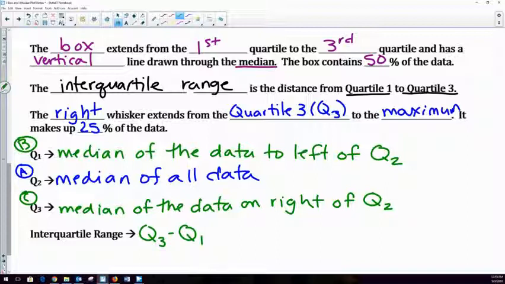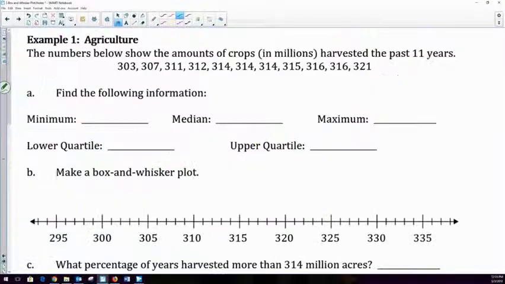So again, like I said, I understand that this is a lot of information to write down. However, once you see how the problems actually work out, they're really not so bad. And you get to draw some cool box and whisker plots in the process. So let's look at our first example, talking about agriculture.